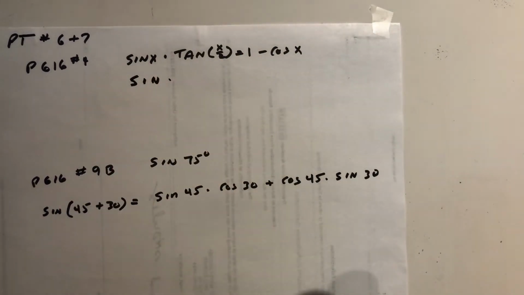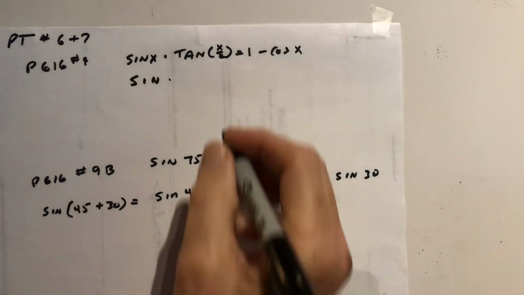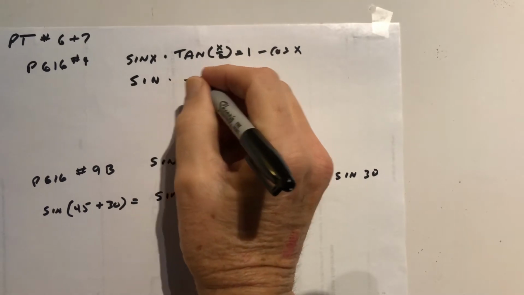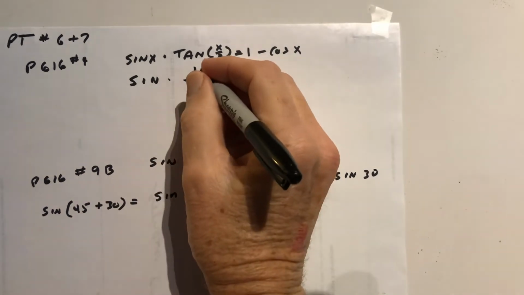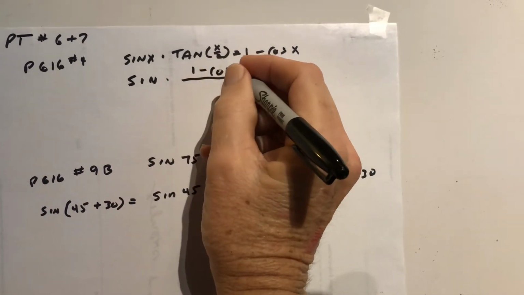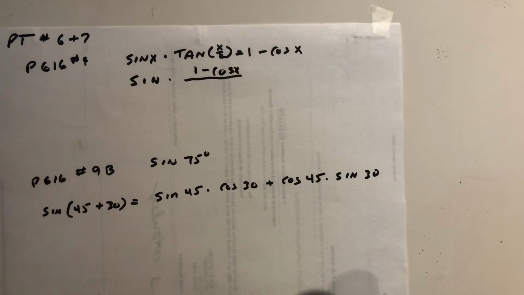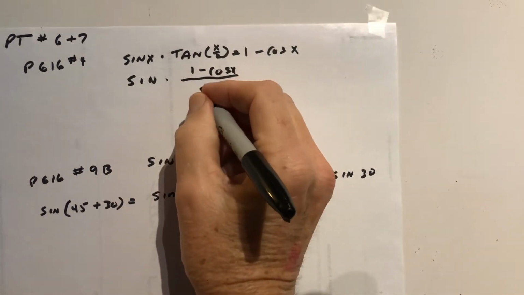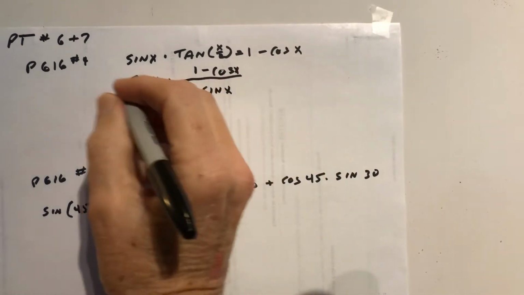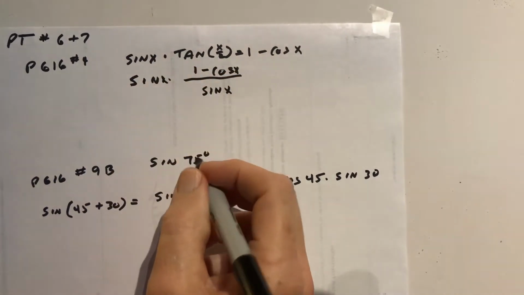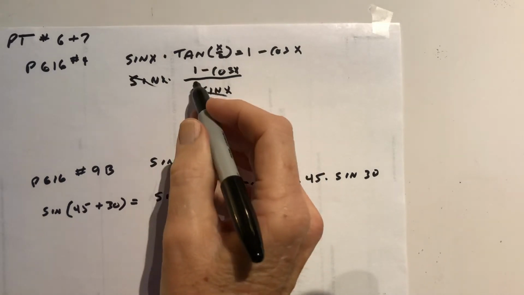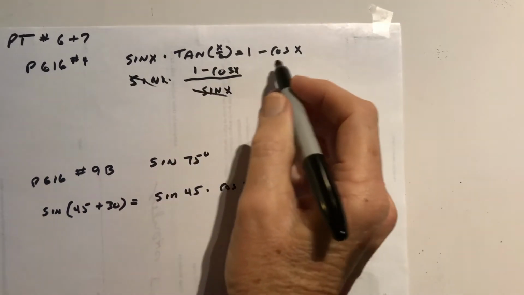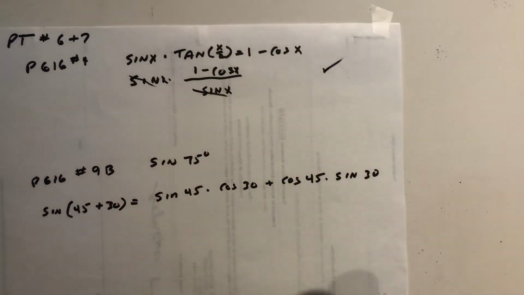Tan of x over 2 is the same thing as a fraction, 1 minus cosine x over sine x. Forgot my x there. And then the sine x's cancel, and you're left with 1 minus cosine x equals 1 minus cosine x. Ended up being a real easy one.